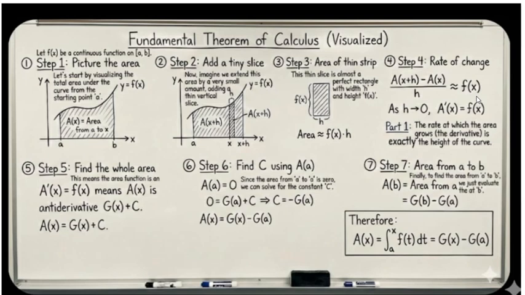Means what we conclude is that the derivative of the area function, the area under that function, is equal to the height of that function value. The derivative of the area function at a particular point, maybe x, is equal to the height of the function at that point.